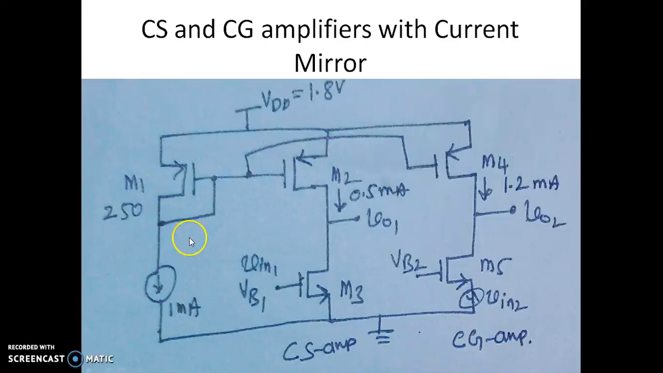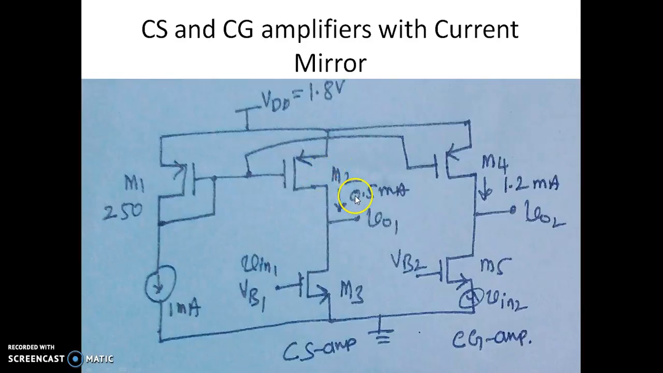M1, M2, and this current source having a current of 1 milliampere form the current mirror. So this M3 along with M2 will form a CS amplifier with M2 as the active load, and we have the CG amplifier comprising of a transistor M5 and M4. This M4 is the load for the CG amplifier. We are assuming a current of 1 milliampere as the reference.